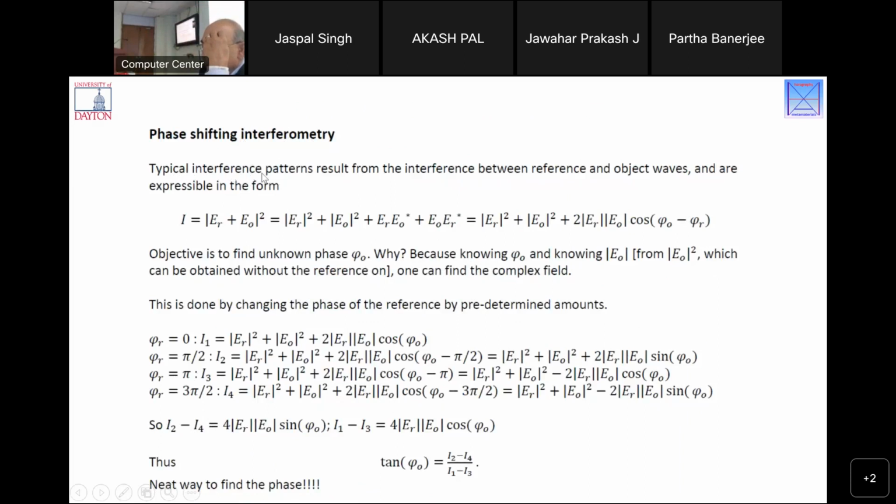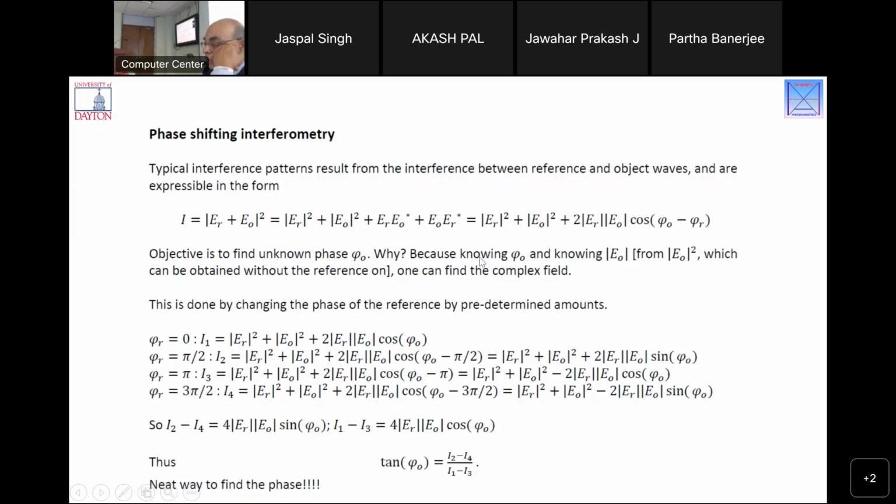Typical interference patterns result, as you know, from the interference between the reference and object wave, the same old thing. Of course, it is the magnitude of R plus O squared, the same old equation, which you can write in this form, which you've seen before. And of course, there are the four terms, as you see here. These last two terms can be written like this, or combined to be written something like so. This cosine of phi o minus phi r comes from the relative phase subtraction between the phase of the object and the phase of the reference. And of course, what you want to do is find the unknown phase, the phi o.